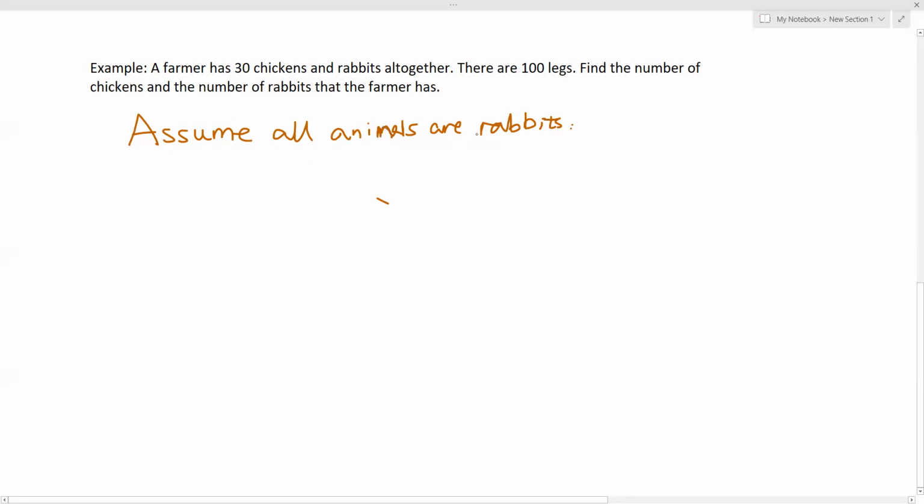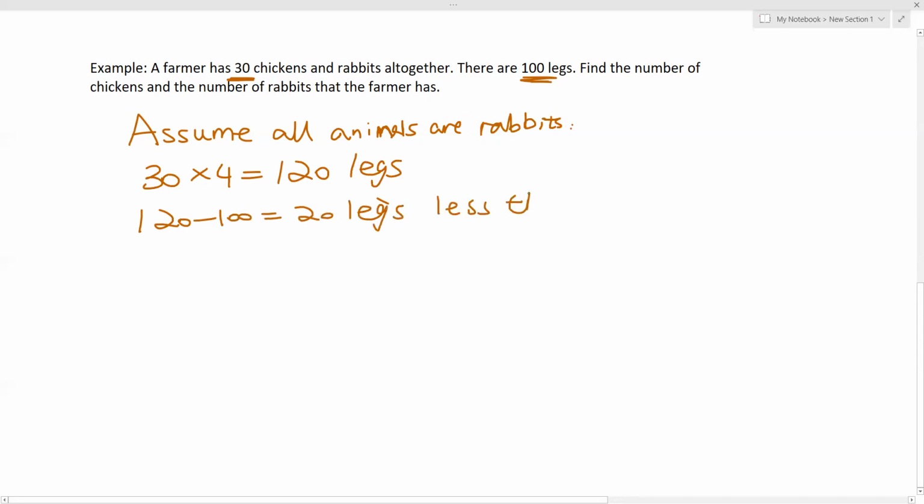So if we assume all animals are rabbits, then there should be 30, because there are 30 animals in total. 30 times 4 equals 120 legs. But we already know that we only have 100 legs. So the difference in legs is 20 legs less than assumed. And we also know that each rabbit has 4 legs and each chicken has 2 legs. So the difference is 2 legs for each pair of chicken and rabbit.